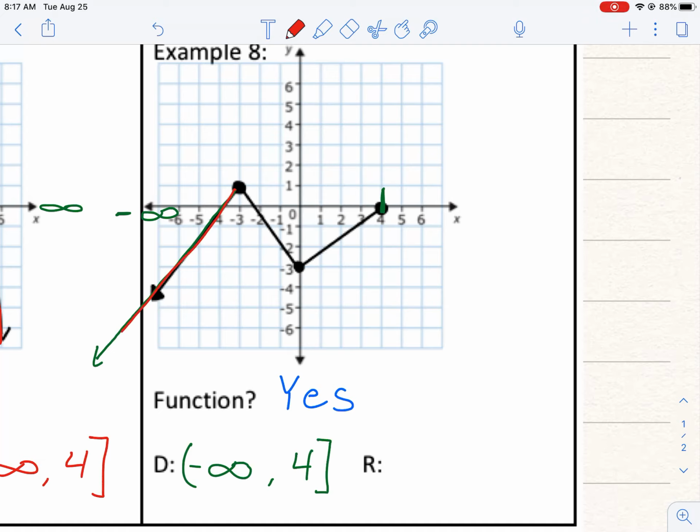And for the range, this is going down. That's the lowest point of my graph. It's going to keep going down and down and down to negative infinity. And then my highest point of my graph is up here at a positive 1. Again, parentheses on the infinities. You're always going to have parentheses on infinities. And then I have a bracket here on the 1.